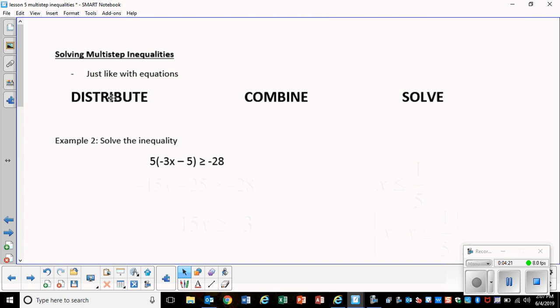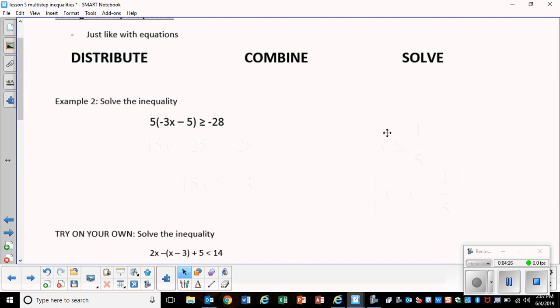So we are going to distribute, combine, and solve. Same steps. So we are going to go ahead and distribute the 5 first. And we're going to multiply it by the negative 3x and the negative 5. So 5 times negative 3x gives us negative 15x, and 5 times negative 5 will give us negative 25. Now there's nothing to combine on this side, and there's only one term here. So we just go ahead and solve it like a 2-step. I'm going to get rid of this minus 25 first by adding 25 to both sides. So I get negative 15x is greater than or equal to negative 3.